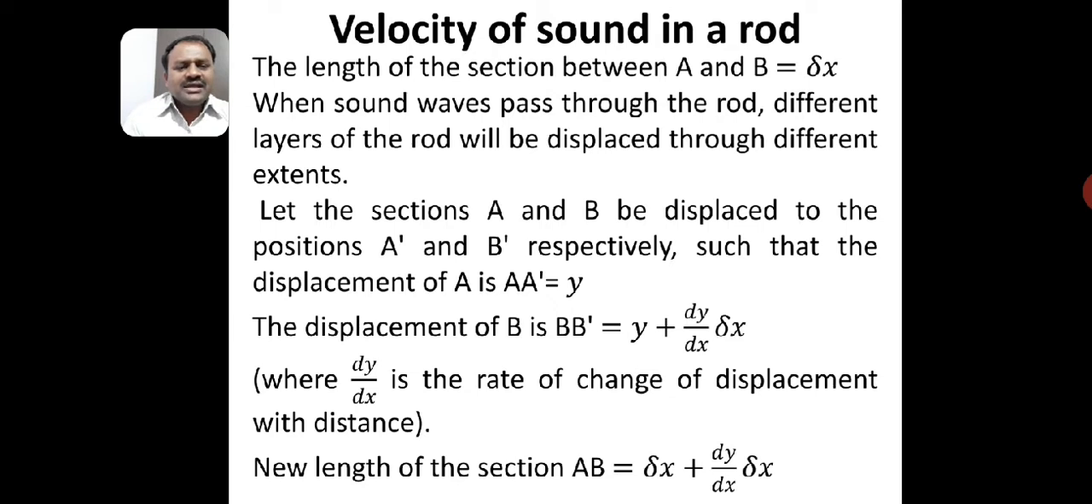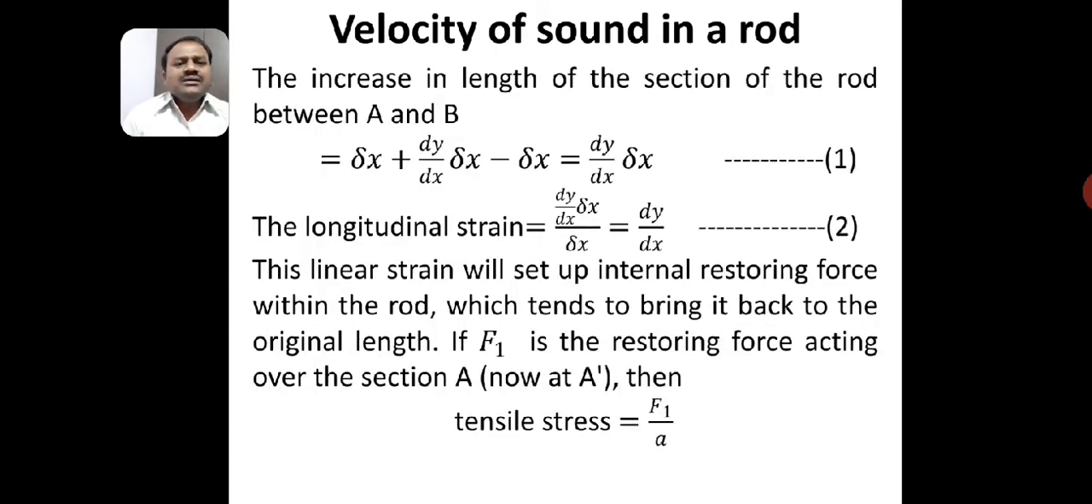Now the new length of the section AB is equal to delta x plus dy by dx into delta x. This we get by subtracting the position of A dash from the position of B dash during the propagation of sound waves, which gives delta x plus dy by dx into delta x. So the increase in length of the section of the rod between A and B is the new length, delta x plus dy by dx into delta x, minus the original length, delta x. Therefore the increase in length is dy by dx into delta x. Using this, we can write the longitudinal strain produced in the rod as dy by dx into delta x divided by delta x, which is equal to dy by dx.